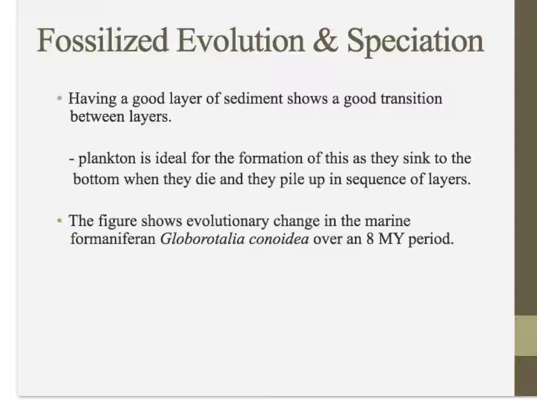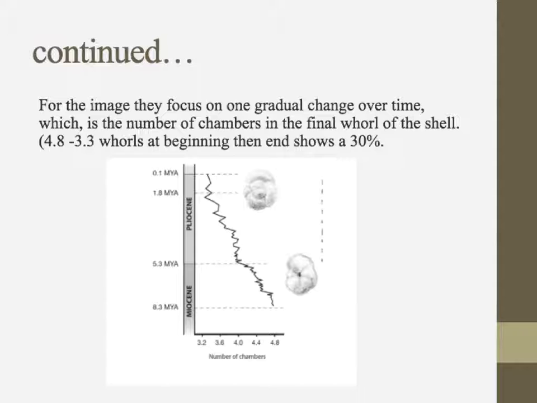Fossilized evolution and speciation. Having a good layer of sediment shows a good transition between layers. Plankton is something that's ideal for that. The figure shows evolutionary change in the marine foraminiferan over an 8 million year period. Here it tells you to look at the whorls, and you see the number of changes, and that is determined on the side.